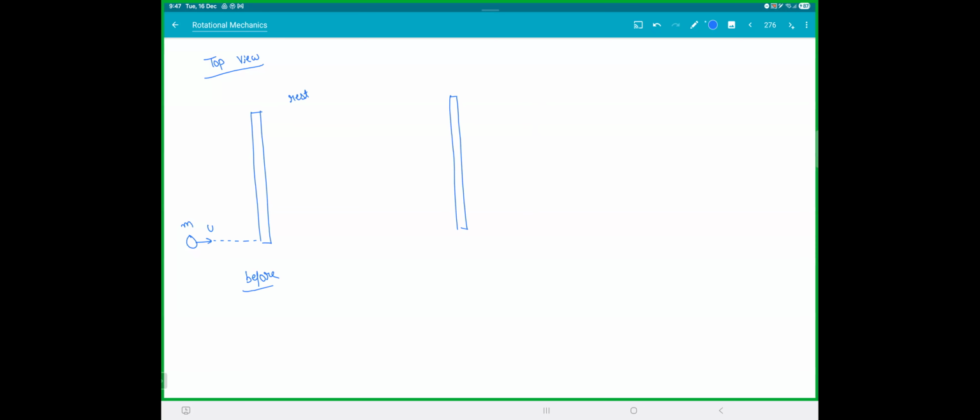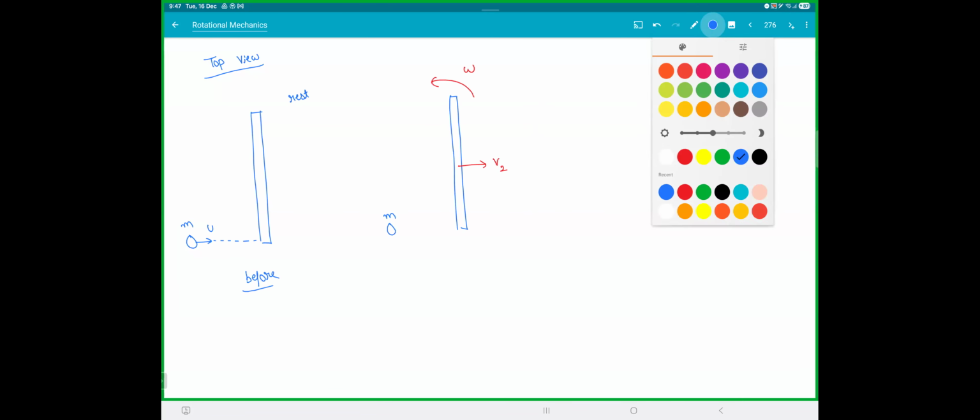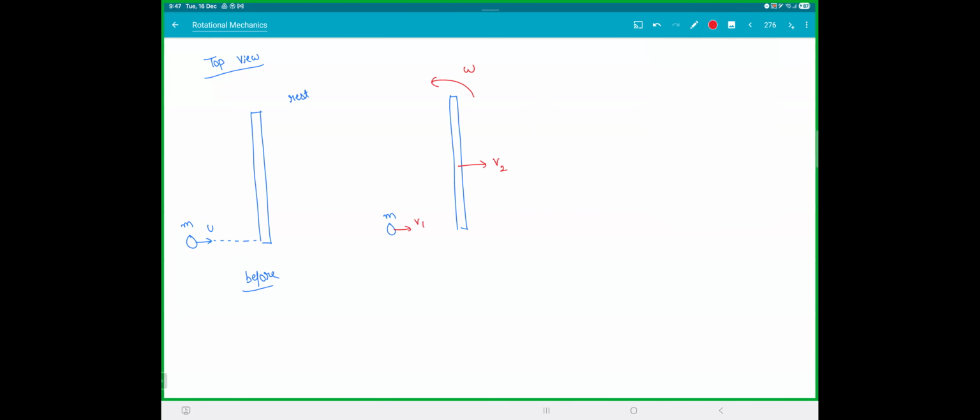So after collision, let the rod go with V2. Let the omega be backward, and let the ball go with V1. So basically I have three variables, V1, V2, and omega. So if I know these three, my job's done. And V2 is nothing but the velocity of center of mass of the rod. Perfect. This is after collision.